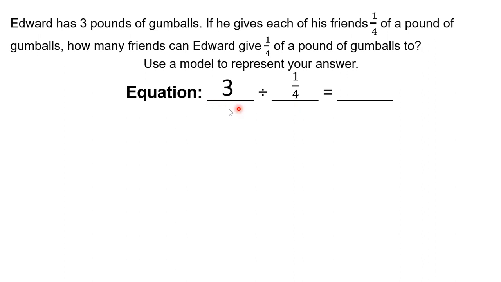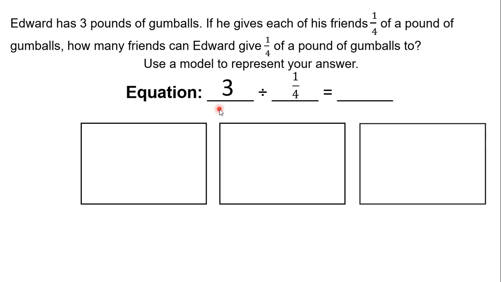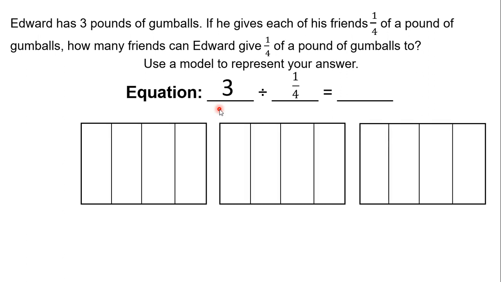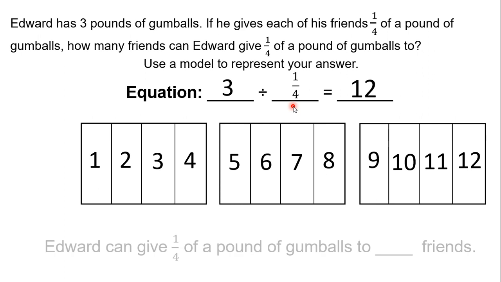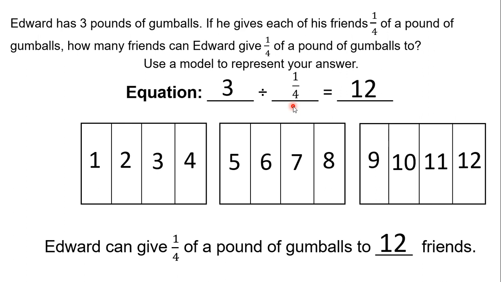Our dividend is 3, so we're going to start with 3 models here. We're going to break each model into one-fourth size pieces since our divisor is one fourth. Now we're going to count how many one-fourth size pieces there are. We can see there are 1, 2, 3, 4, 5, 6, 7, 8, 9, 10, 11, 12 one-fourth size pieces. So Edward can give one-fourth of a pound of gumballs to 12 friends.